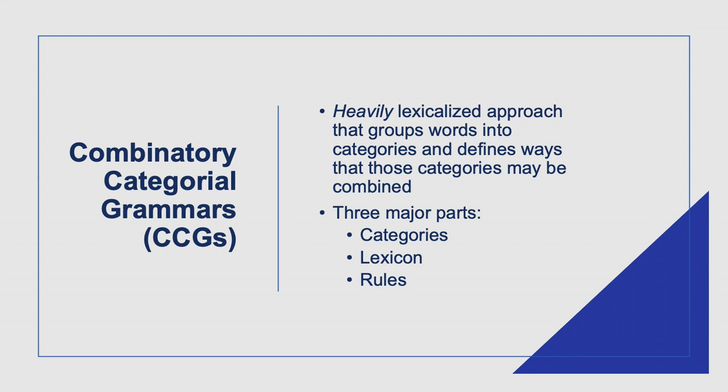We talked in the last video about lexicalized context-free grammars. An example of a really lexicalized grammar is the combinatory categorial grammar. CCGs group words into categories based on a comprehensive lexicon, and then define different ways that those categories can be combined to form effective input parses. There are three main parts to a CCG: the categories, the lexicon, and the corresponding rules.